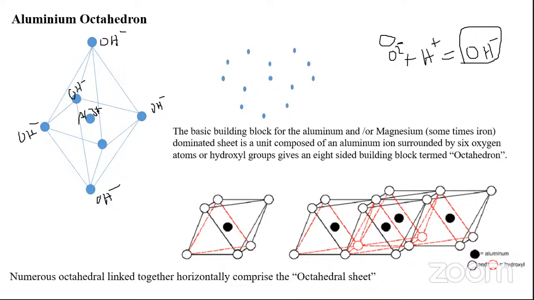Because aluminum has only 3 positive charges, there is an excess negative charge of minus 3. To satisfy that excess negative charge, it will bond with adjacent octahedra, but not like in tetrahedra, where there is only one oxygen shared. In aluminum octahedra, there will be sharing of two oxygen, two OH minus ions. So there will be two sharings. This is the major reason.